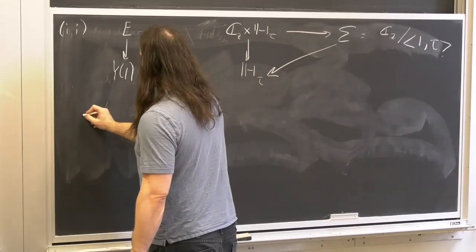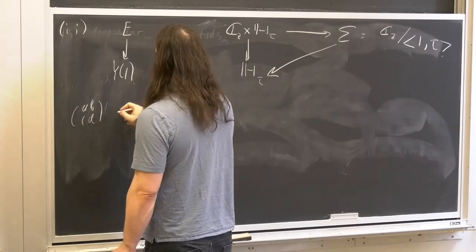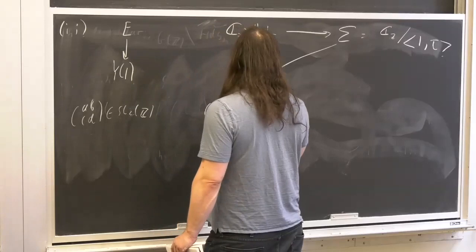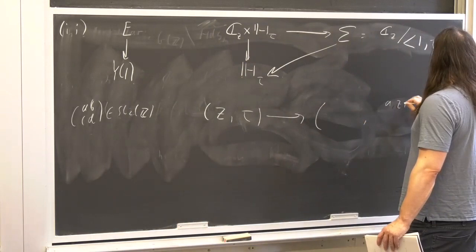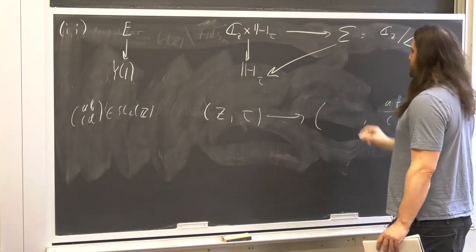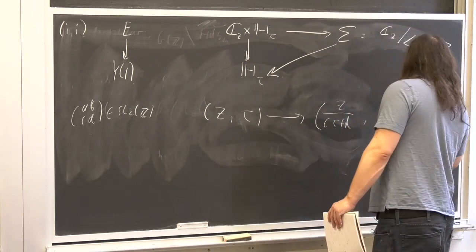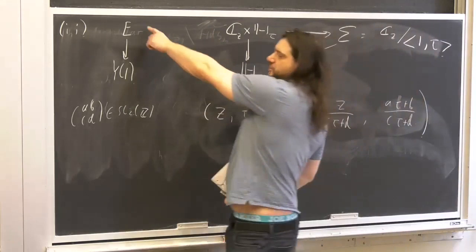And then what is the action of (a b; c d)? It sends a point (z, tau), where tau goes to (a tau plus b) over (c tau plus d), and z just scales. If you quotient by this action, you get the universal elliptic curve over Y(1).